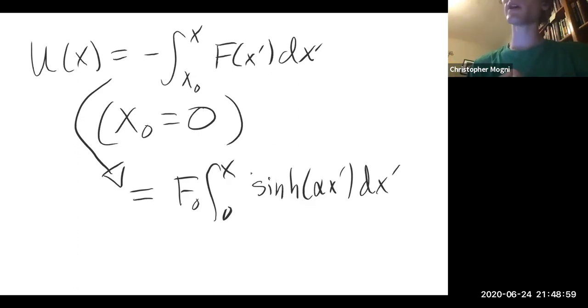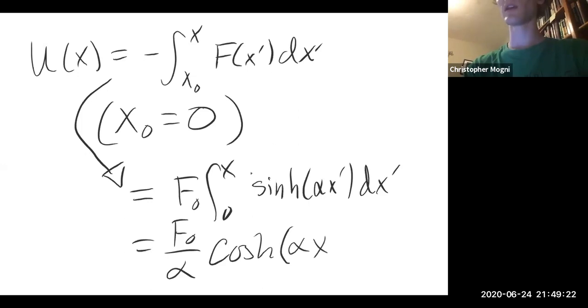And so the integral of hyperbolic sine is hyperbolic cosine times 1 over the argument in front of what you're integrating over. So we're integrating over x prime. The argument in front of that is alpha. So we get a 1 over alpha. We get f naught over alpha cosh alpha x. So that's the potential.